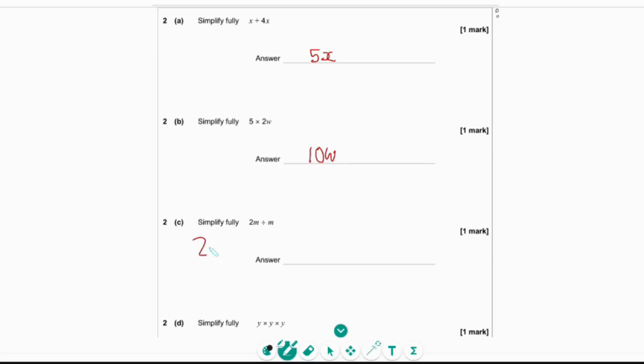Simplify fully, 2m divided by m. m divided by m is 1, so we're left with 2. Simplify fully, y times y times y cubed. So people often mix this one up with y plus y plus y. y plus y plus y is 3y. Times them together, power 3.